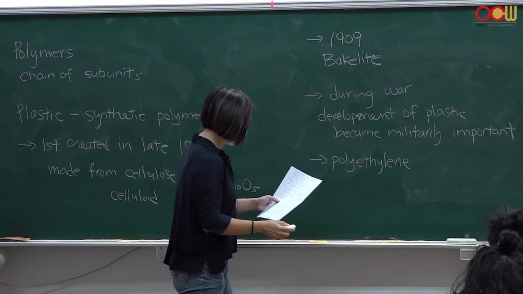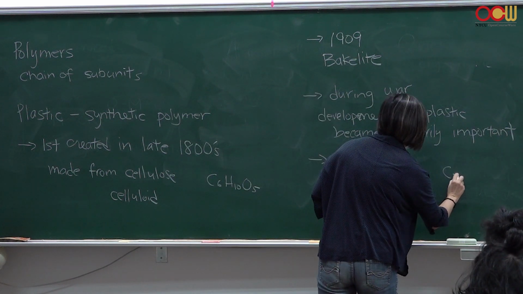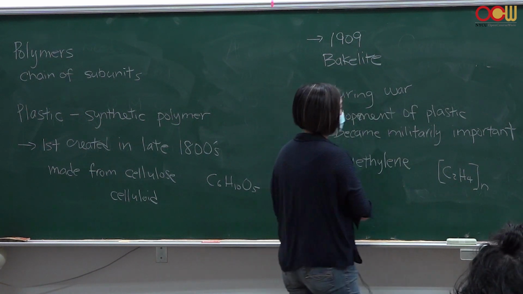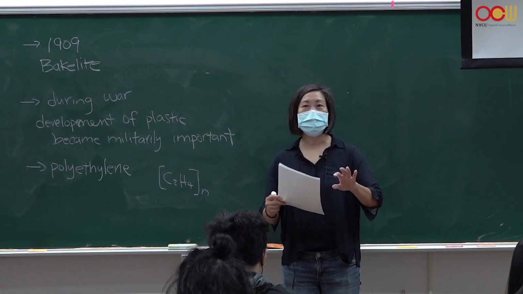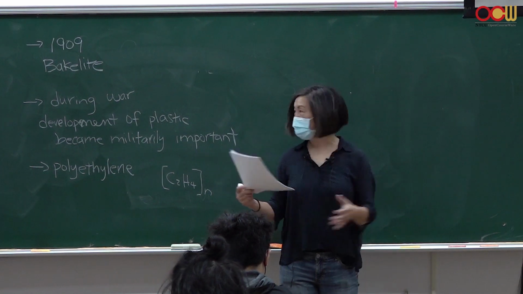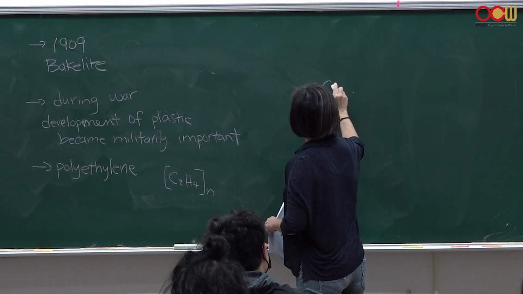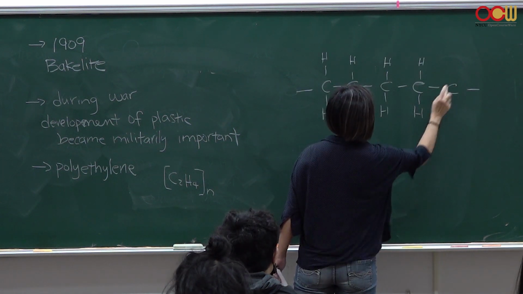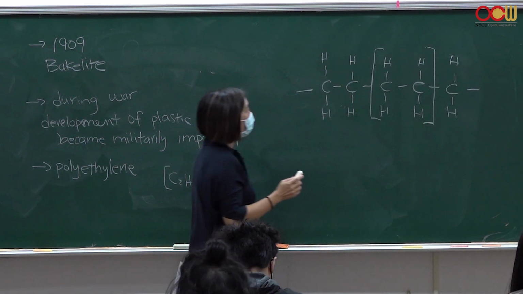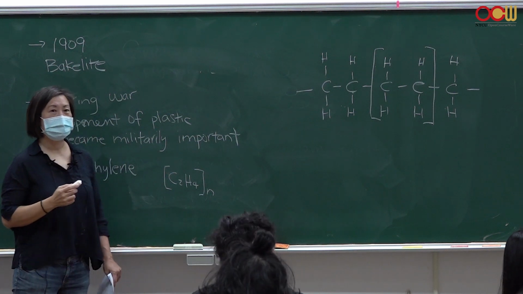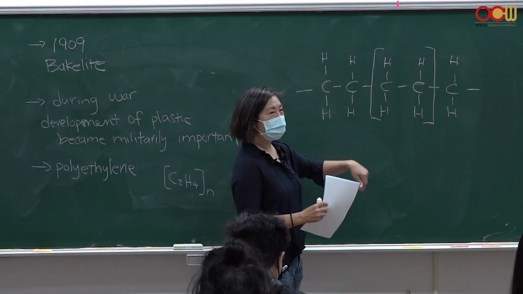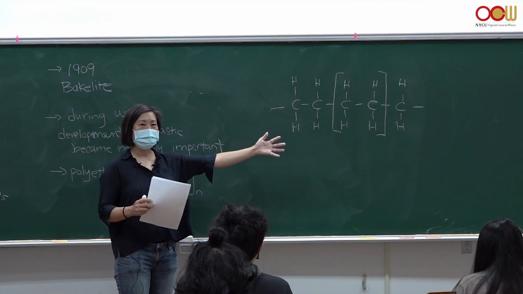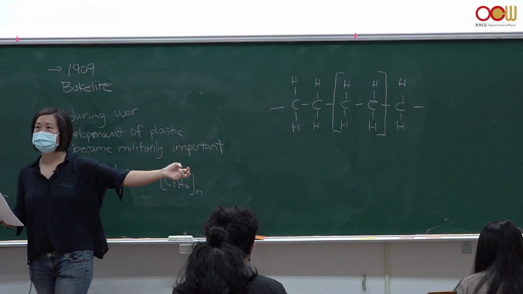So polyethylene has a unit C2H4. I'll write it this way. Because we said a polymer is a long chain of subunits. So a polyethylene chain, and this would be one subunit, C2H4. So this is a subunit of polyethylene, C2H4. This chain can be thousands, tens of thousands of molecules long.